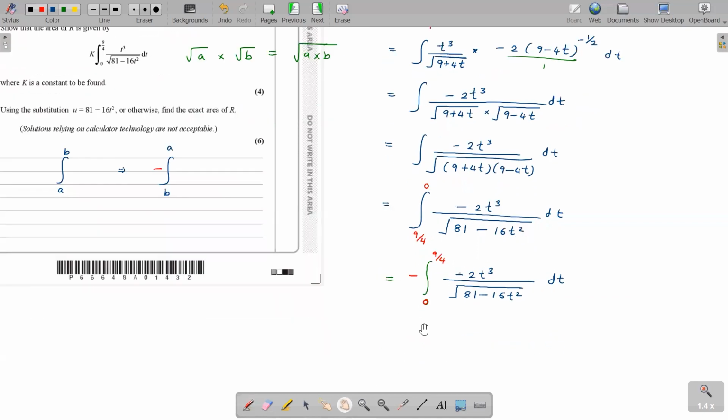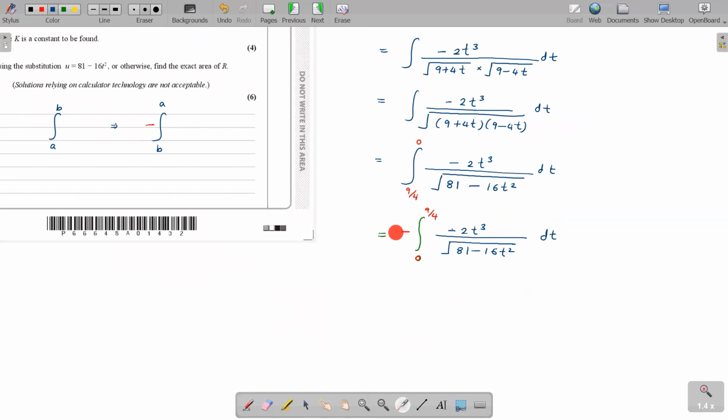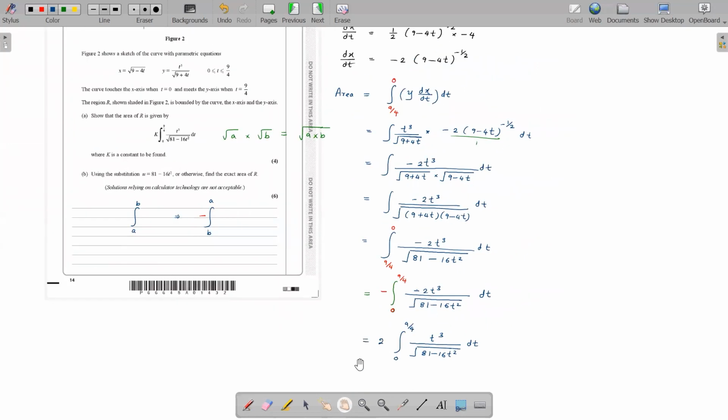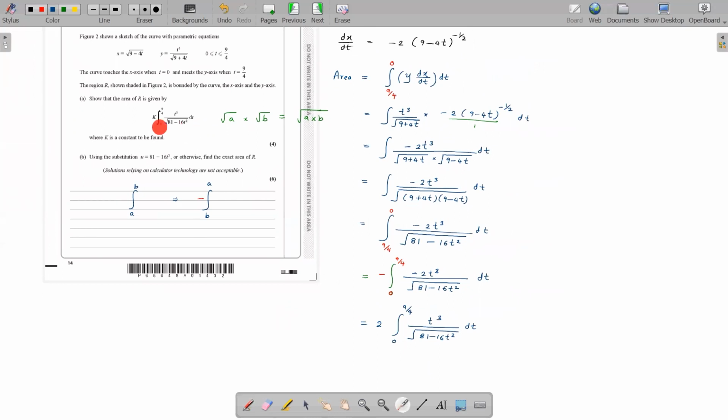And then the 2, of course, is a constant, so I can bring it out. The minus 2 with the minus makes it a plus 2, and the integral from 0 to 9 over 4 of t cube over root 81 minus 16t square with respect to t. And that's how we show that. So this is our show that, and my k value becomes 2. Is this clear?